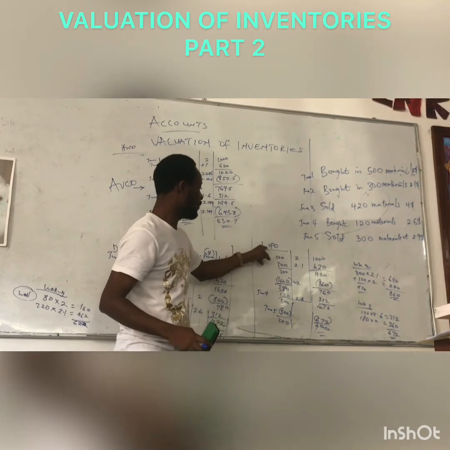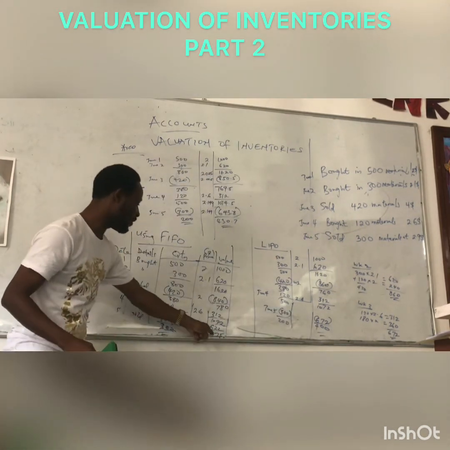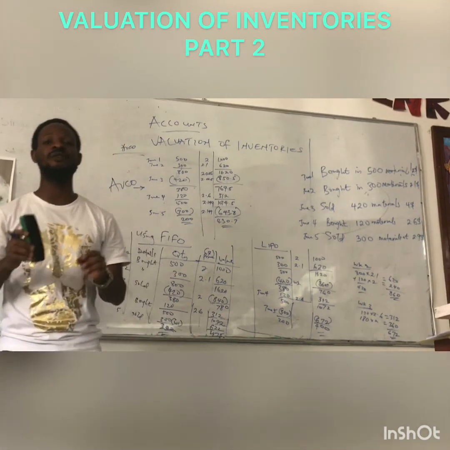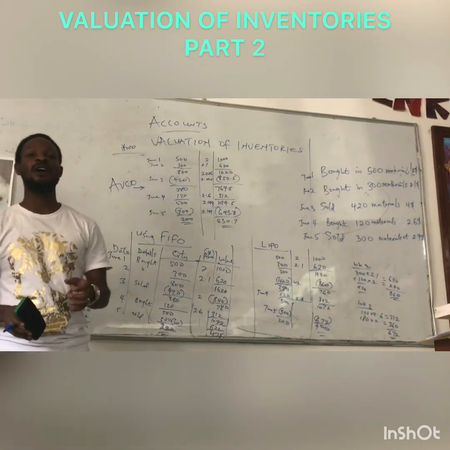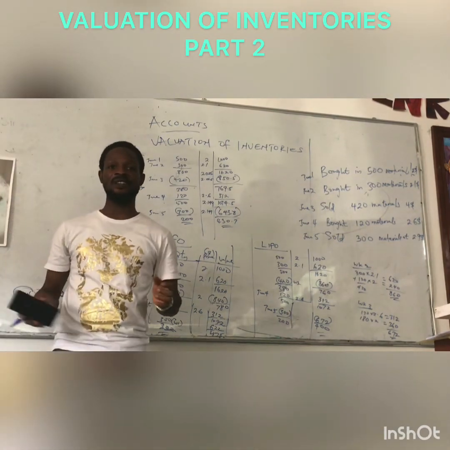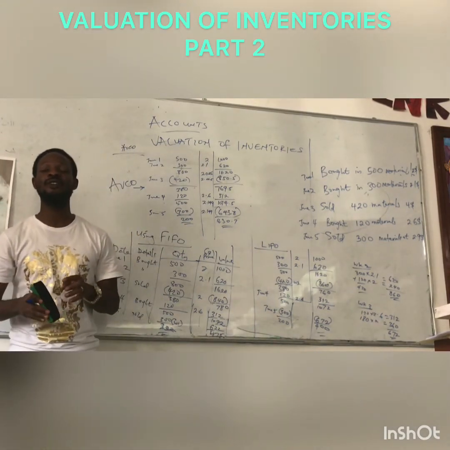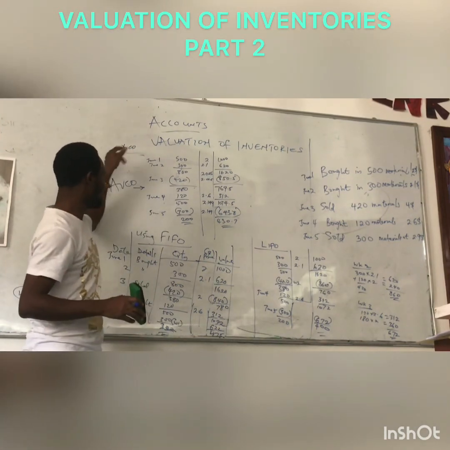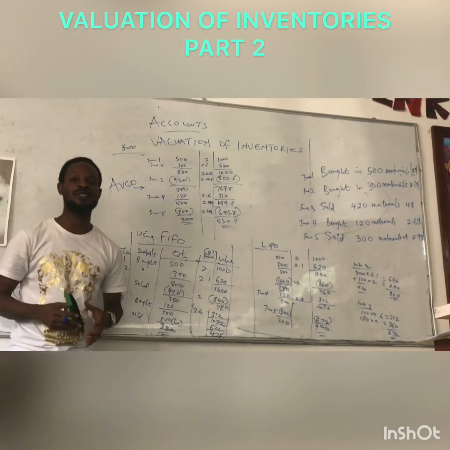Using LIFO is 400. Using FIFO is 475. We will usually get different values of inventory using different methods. However, if we are preparing for an A-level exam or undergraduate exams, and you're doing valuation of inventories, make sure that you emphasize AVCO and LIFO. And for knowledge's sake, make sure that you understand the three.